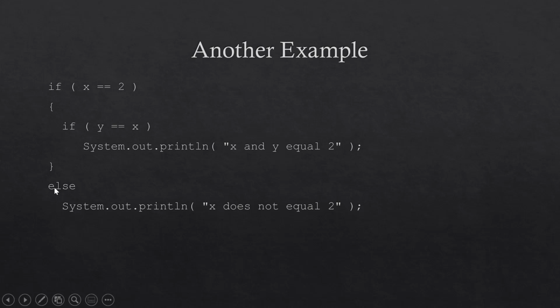So the else, again, belongs to this if statement because my true block only contains this if that does not have any else assigned to it. Remember, else, or the false block, is optional, so this if statement does not have a false block. So if y was not equal to 2, we are not actually printing out anything.